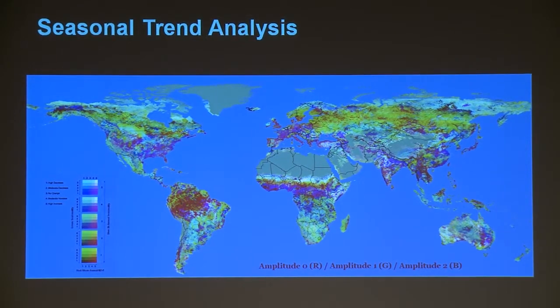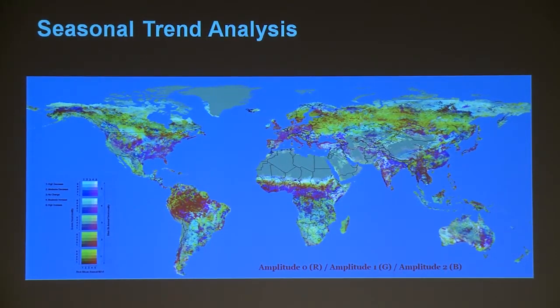It doesn't mean there's no seasonality, it just means there's no trend. There may actually be quite strong seasonality, but one of the things you'll notice is that there's very few areas of the Earth that are gray. They're mostly in the desert areas. So all these areas that you see in color here actually are changing the character of their seasonality.